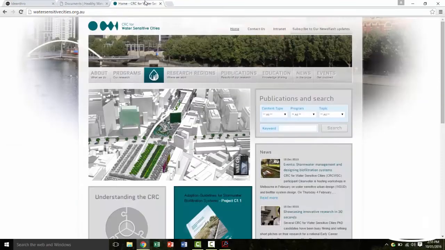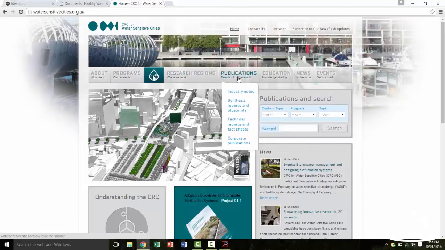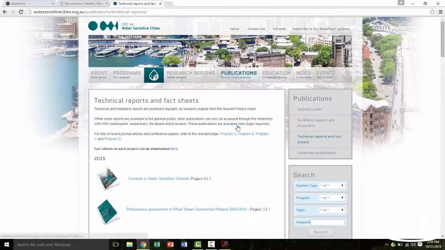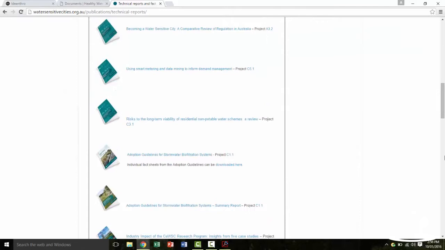The other document that you should be aware of, particularly if you're in Australia, is one published by the CRC for Water Sensitive Cities. So we can go to their website, which is watersensitivecities.org.au. You can hover over publications, scroll down to technical reports and fact sheets, and click on that. And if we scroll down just a bit here, we will find their adoption guidelines for stormwater biofiltration systems. That's also another really good guideline. If you want to know more about bioretention systems and you want to read about it or go into more detail, that's a really useful document.